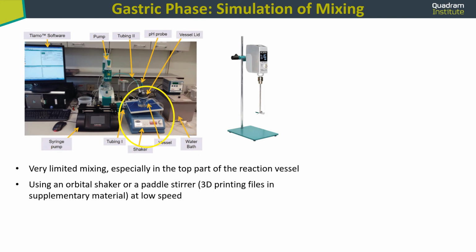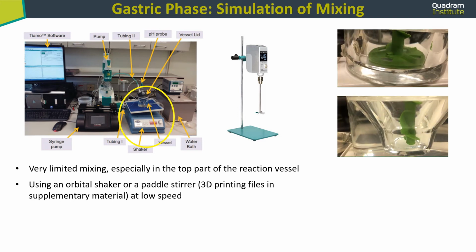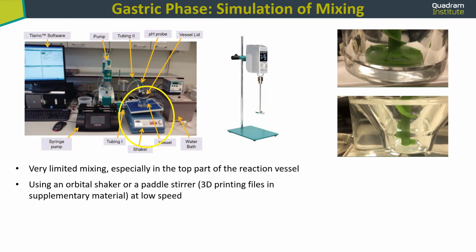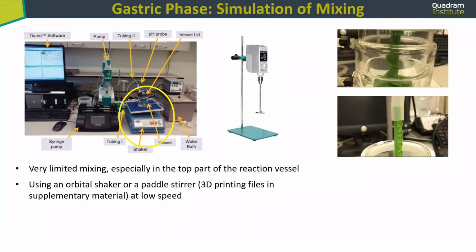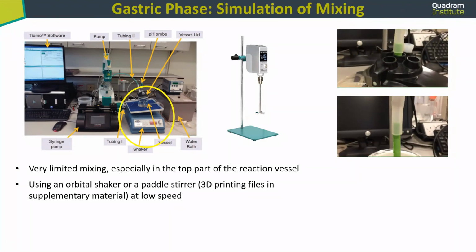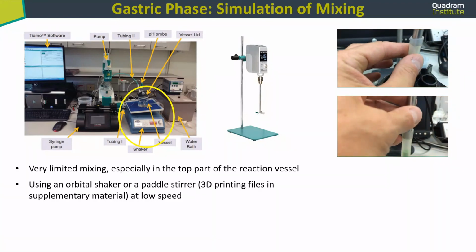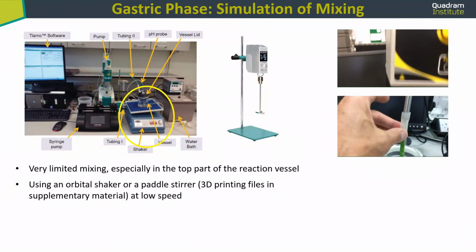With regards to the mixing, we propose a weak mixing simulating the upper part of the stomach by the use of this orbital shaker or a paddle stirrer at low speed. André Brodkorb designed these nice paddle stirrers for cylindrical and V-shaped vessels, and the files for the 3D printing can be found in the supplementary material of the article.